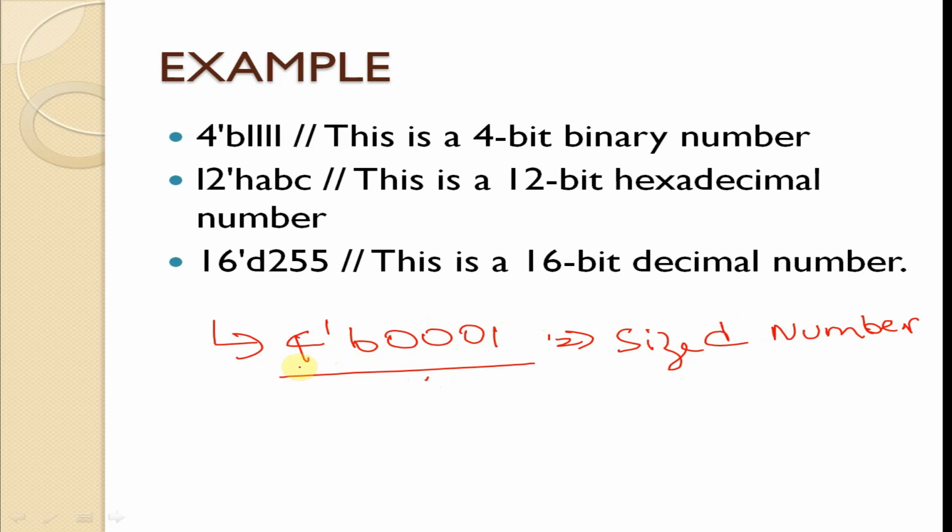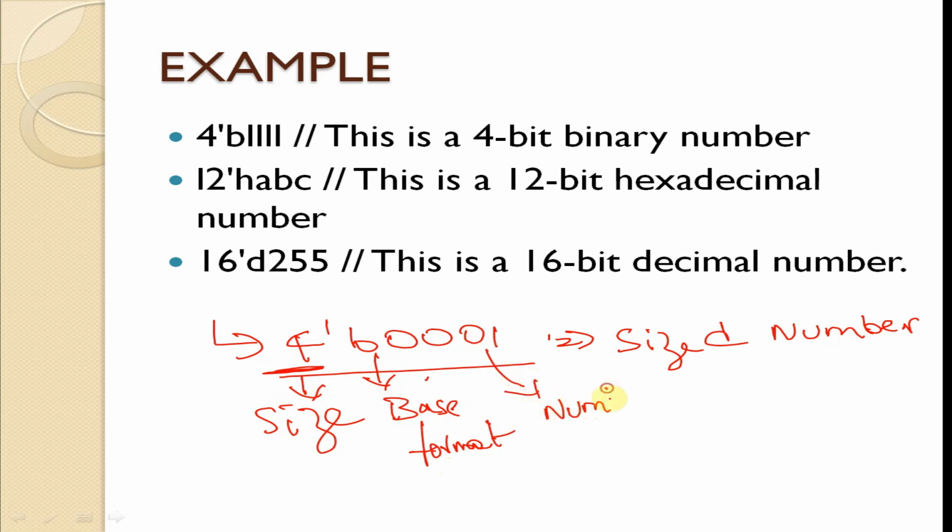Before we have discussed that here 4 represents the size, this represents the base format, and this is the number which we want to represent. So here size is 4, so the number has 4 bits, 1 2 3 4, and the base format is binary. In binary systems the number should be in 0 and 1, so we are using only zeros and ones here. So this is the representation of a sized number.